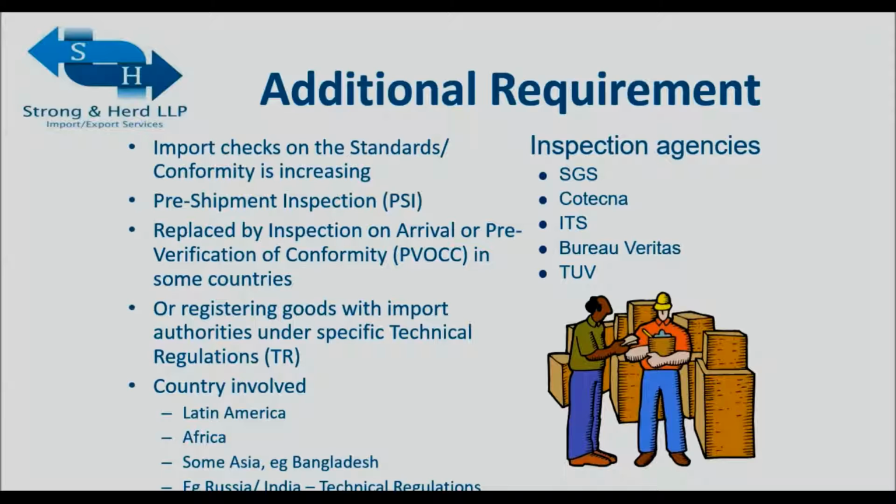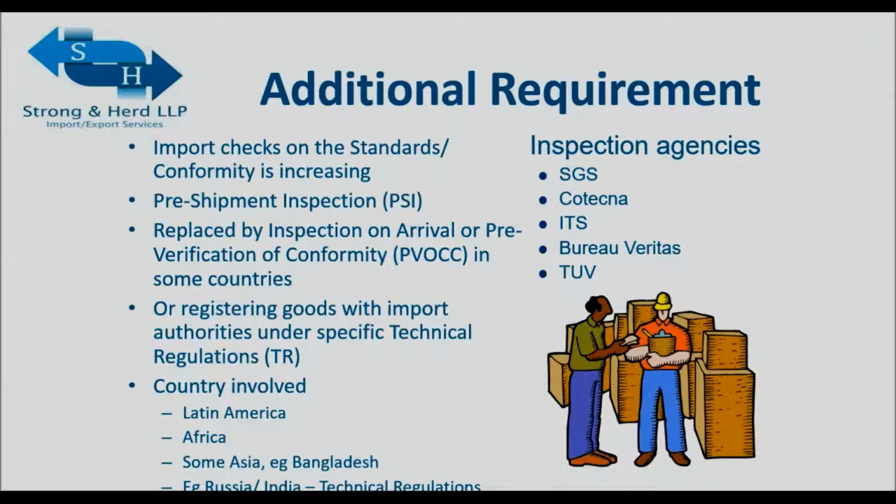That's being replaced a little bit, although there are still some PSI contracts for African countries, and it's being replaced by either inspection on arrival or pre-verification of conformity. Pre-verification of conformity means you can get your products approved so that you have a certificate to say, yes, they meet the standards in this country. And once you've gone through the approval, then a copy of that certificate goes with the shipments, which means you don't have to have it inspected each time. There's that, or there's registering goods with import authorities. And this is one of the aims of the technical regulations that both India and Russia have been bringing in.